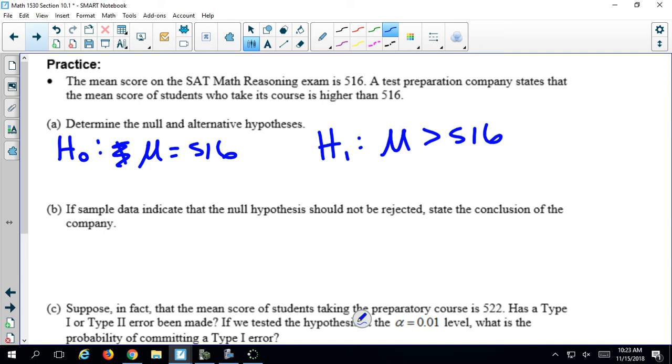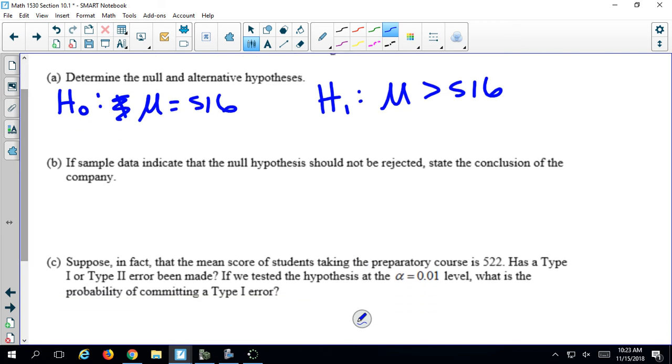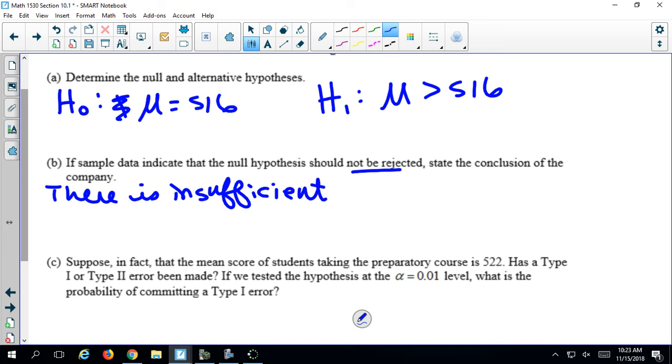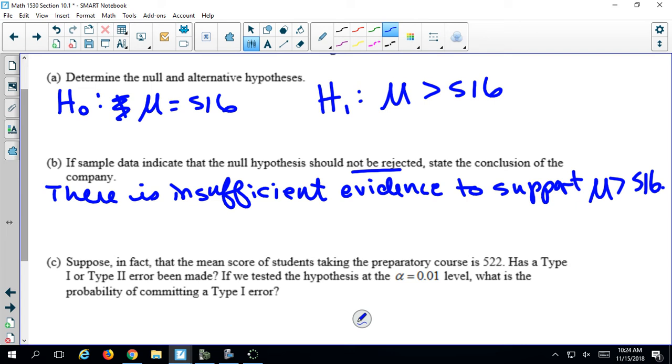Part B says if the sample data indicate that the null hypothesis should not be rejected, state the conclusion of the company. What that means is, whatever their sample mean is, it's not far enough away from 516 for us to say, we don't think it's 516. So they do not have enough evidence to support the alternative hypothesis. If they do not reject the null hypothesis, then we say there is insufficient evidence. You could say not sufficient, or not enough; all those things mean the same. The book likes insufficient and sufficient. So there is insufficient evidence to support that the mean is greater than 516 for their students who take the course.